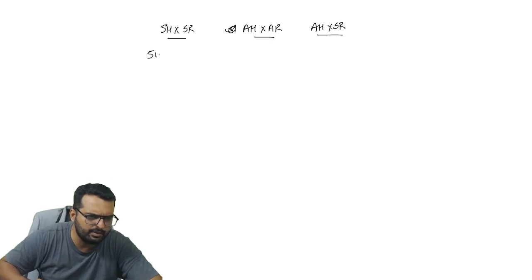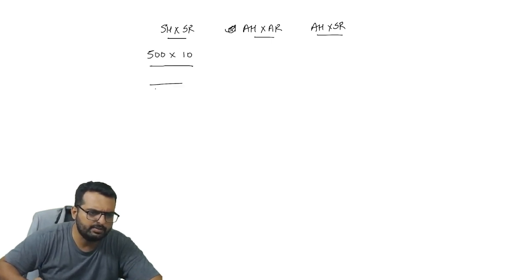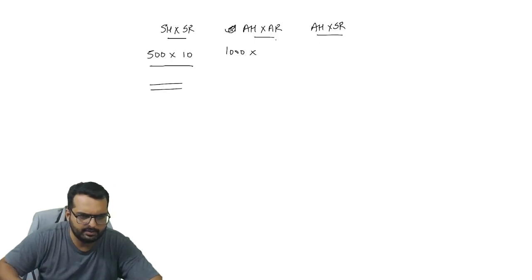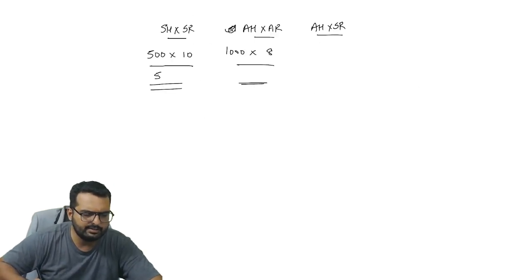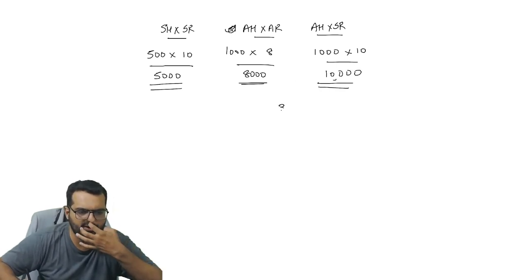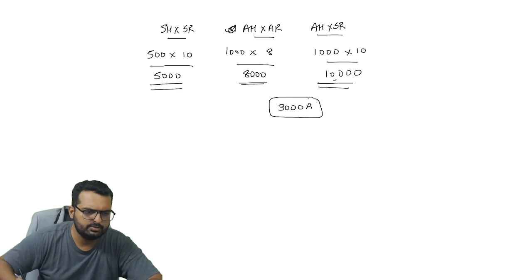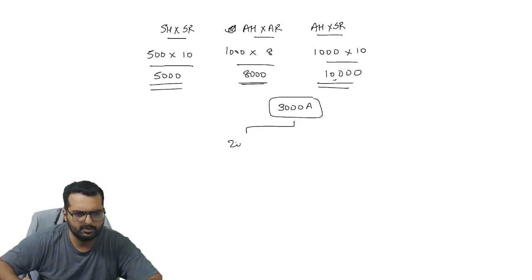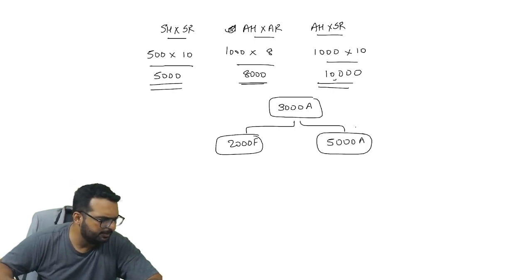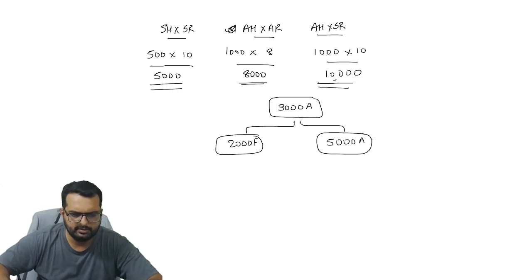So here it will be 500 minutes into 10 rupees. But the actual is 1000 minutes into 8 rupees. Okay. So you will get the answer as 5000 here, 8000 over here, and 10,000 over here. Right. So what is the difference that you get over here? 3000 adverse, 2000 favorable, 5000 adverse. Everybody got this answer? Perfect. Okay. So this is efficiency.